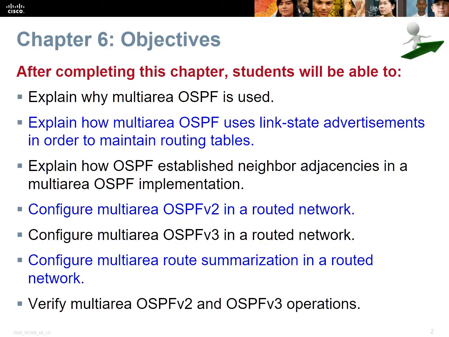So what we're going to look at: why we need multi-area, the differences in the link state advertisements, the differences in the neighbor adjacencies, how to configure multi-area for version 2, IPv4, how to configure multi-area for version 3, IPv6, and summarization, and then a bit of verification at the end.